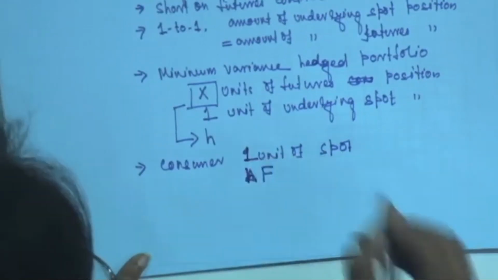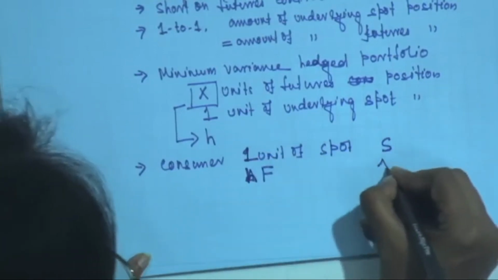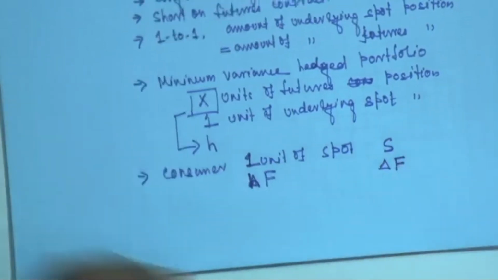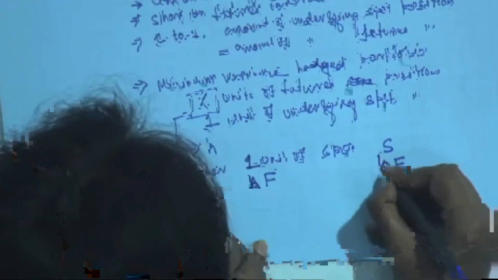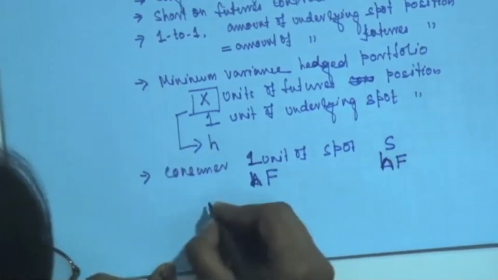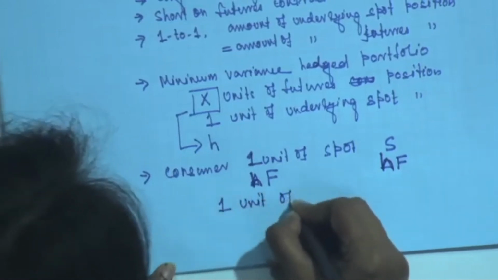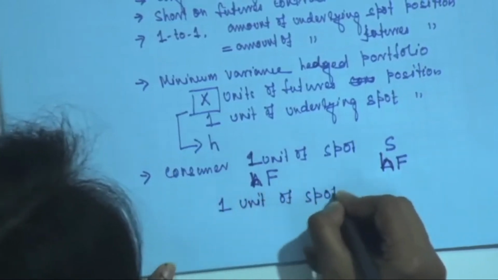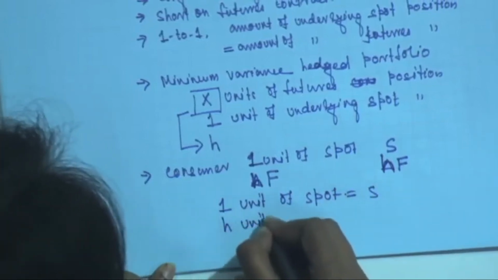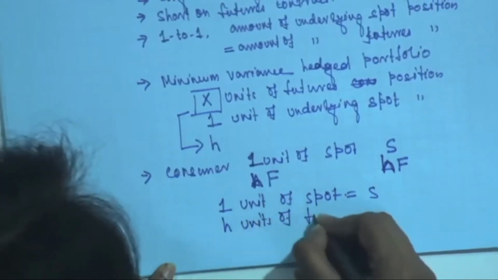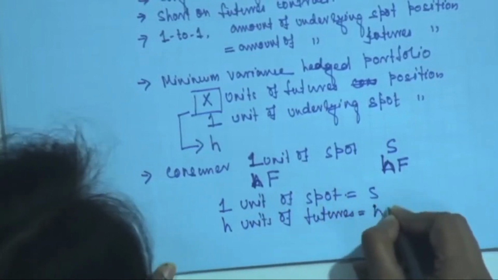Unit of spot position, let's put it as S, and this is your H units of futures position. Let me rephrase: the 1 unit of spot is equal to S, and H units of futures is going to be HF.